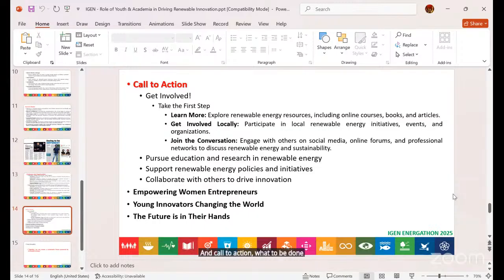If these people are having the first step, it is to learn more, get involved locally, join the conversations, pursue education and research renewable energy, and collaborate with others to drive innovations, so that we are empowering the women entrepreneurs and young innovators changing the world, because the future is in their hands. The last slide, next one.